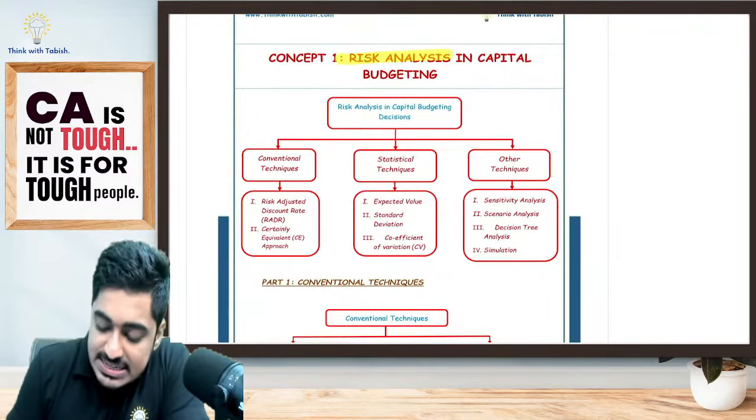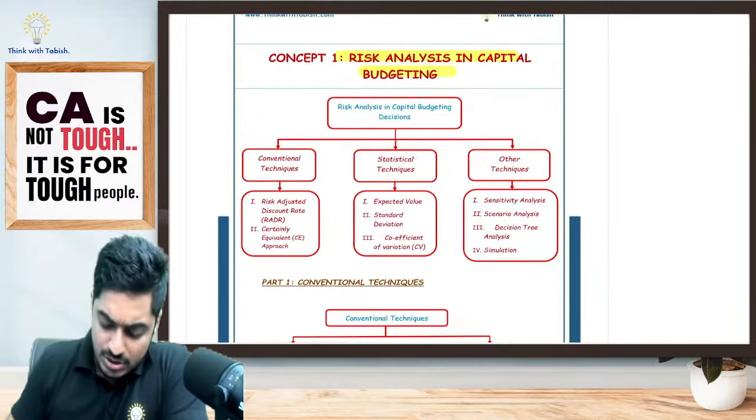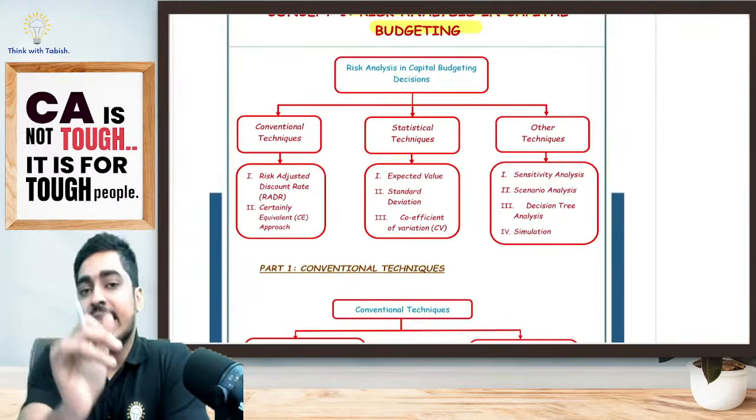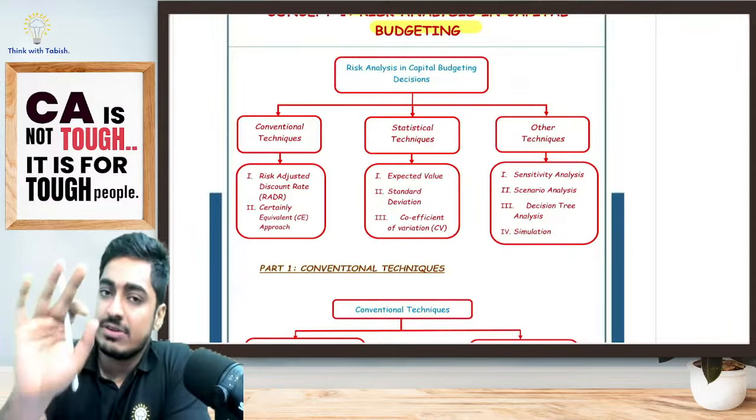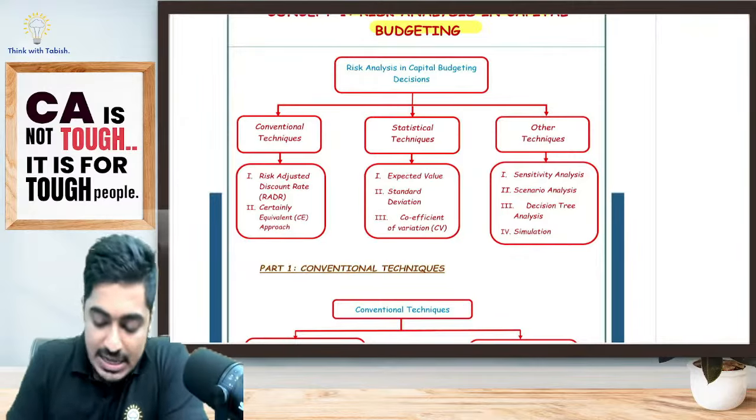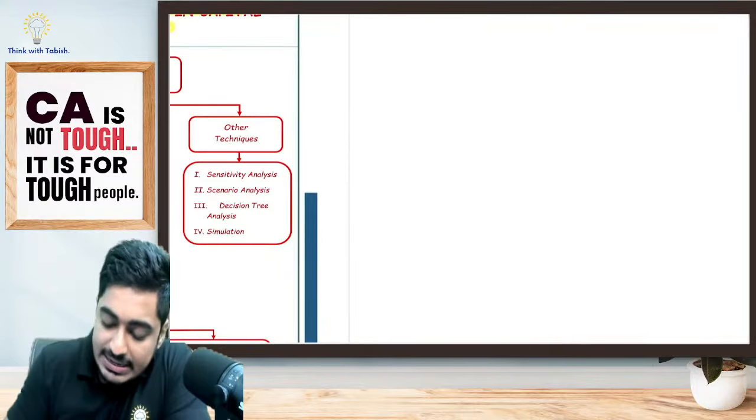Concept number 1 is risk analysis in capital budgeting. Very important concept. Now understand, I calculated NPV. If NPV is positive, I will accept. If NPV is negative, I will reject. But tell me, when am I calculating this?